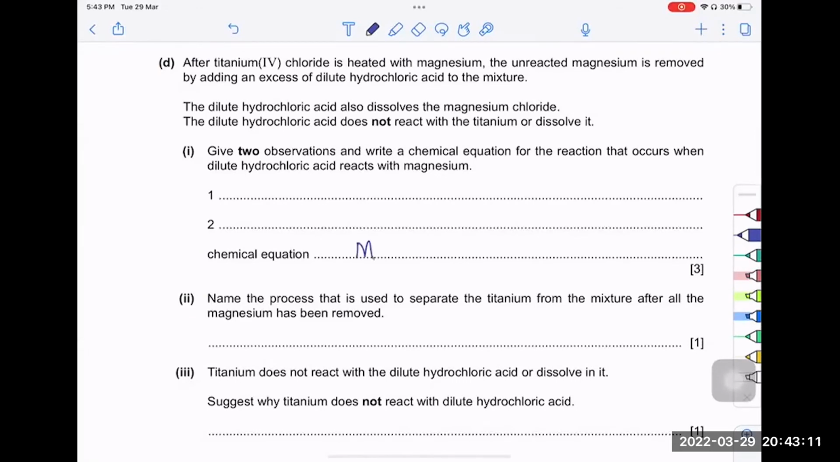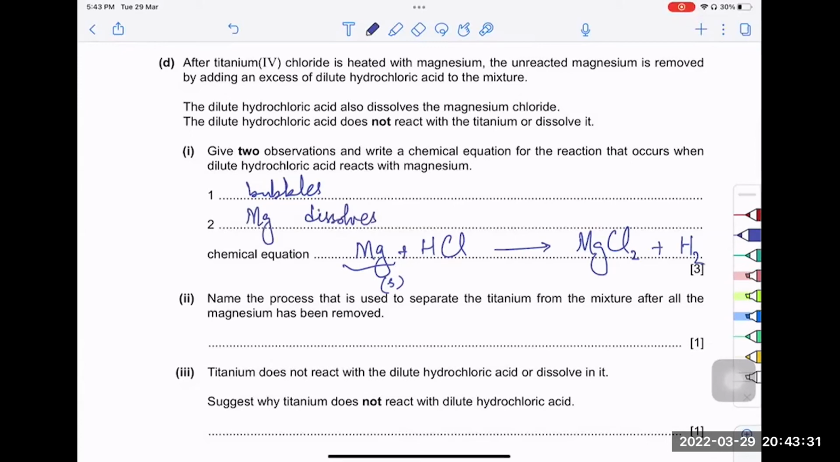So that's easy. Displacement reaction होगा. Magnesium is more reactive than hydrogen ions, so you're going to get magnesium chloride and hydrogen gas. It's a gas, so I'm going to see bubbles, right? And magnesium is solid, so I'm going to see it dissolve. So magnesium dissolves.